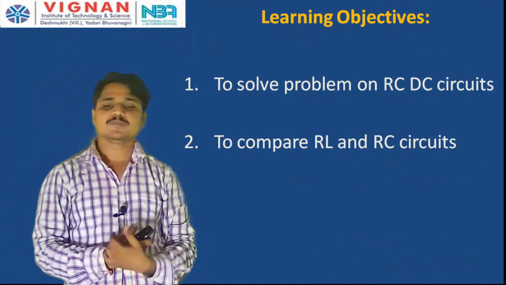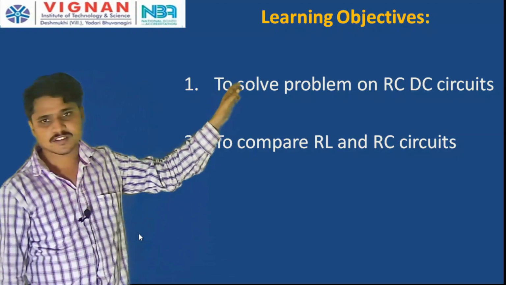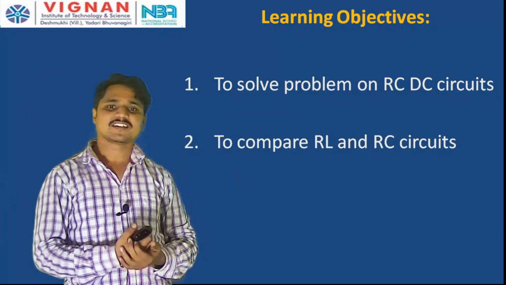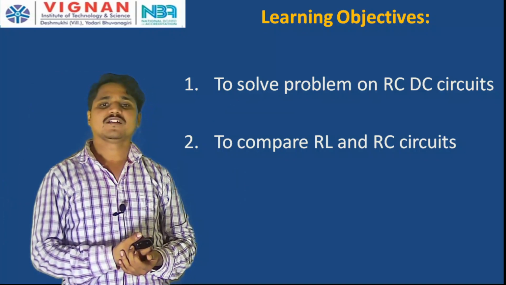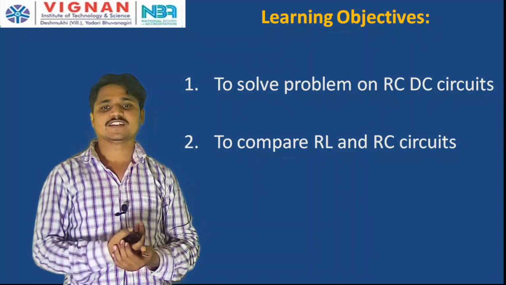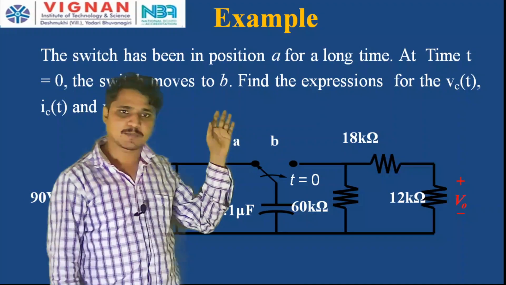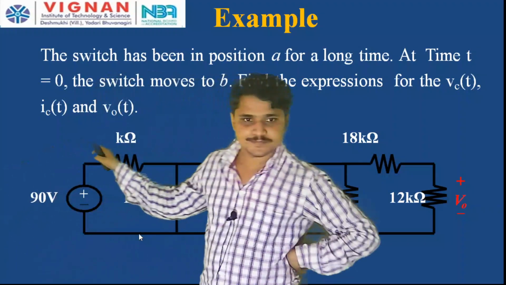The learning objectives of today's lecture are to solve problems on DC RL circuits, and lastly, to compare RL and RC circuits. So, this is the example problem. This is the circuit given.